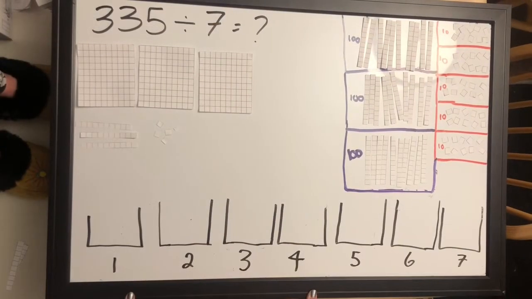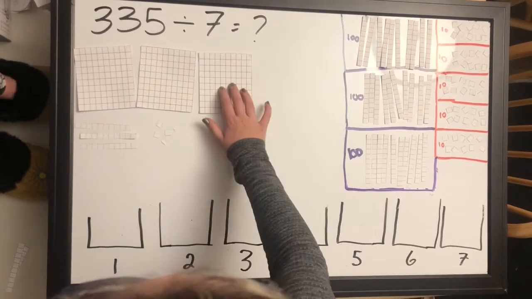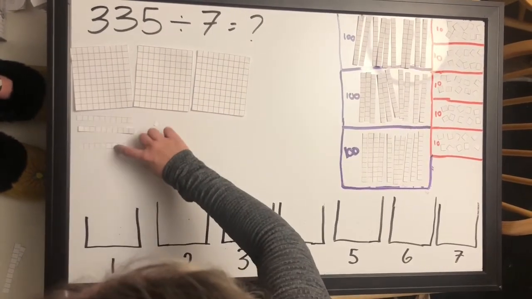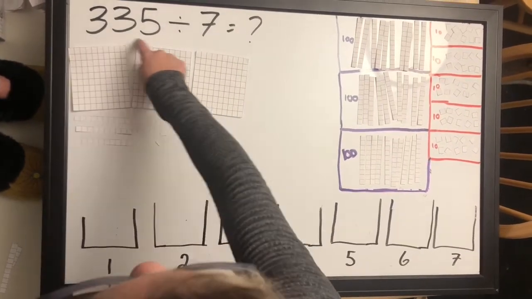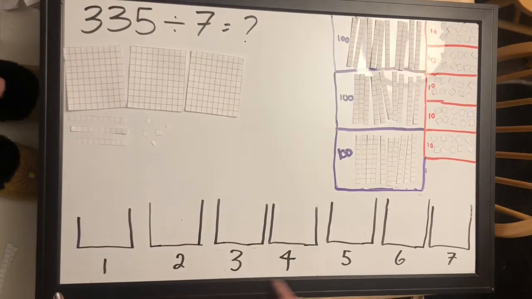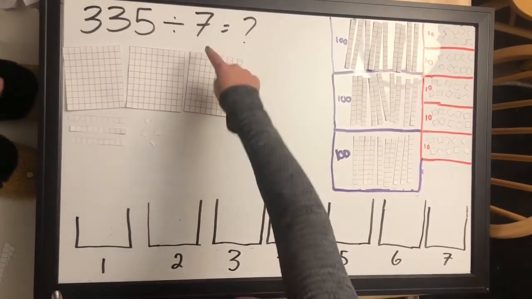So this is my base 10 strategy here. So right now I have 100, 200, 300, and 10, 20, 30, 1, 2, 3, 4, 5. So this together represents my 335. And down here I have 7 buckets, and that's going to represent the 335 that I'm dividing by 7.